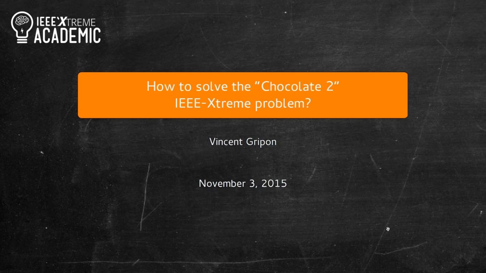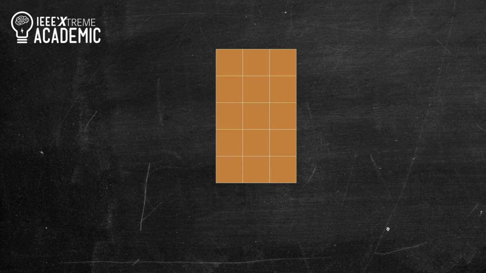So, first of all, what is the challenge about? Imagine that you have a chocolate bar that is made of n times d chocolate chunks. In this example, 5 times 3. First of all, I'm going to index all chocolate chunks using pairs of integers like that. For example, this chocolate chunk has coordinates 3 and 2 because it is line number 3 and column number 2.